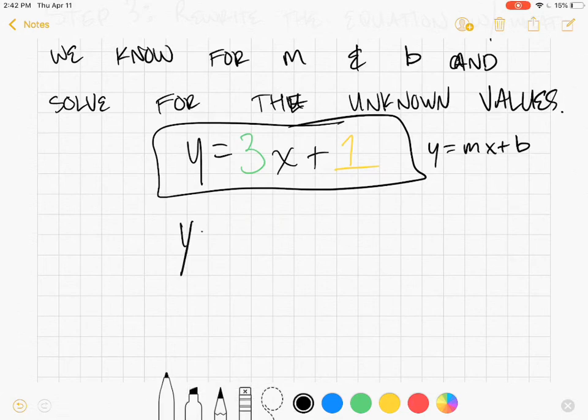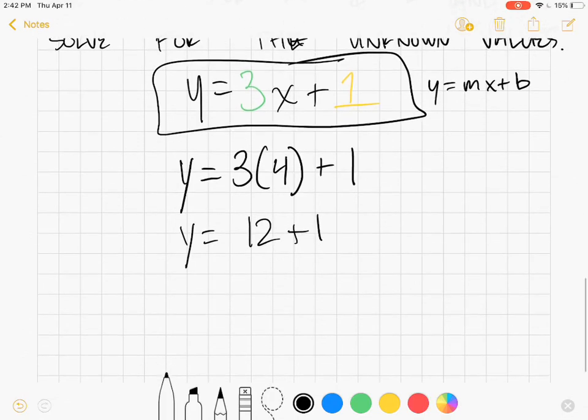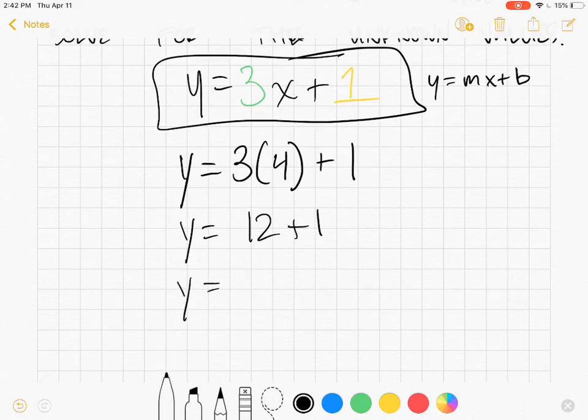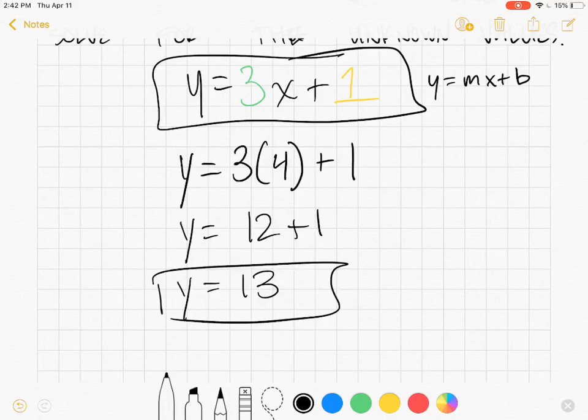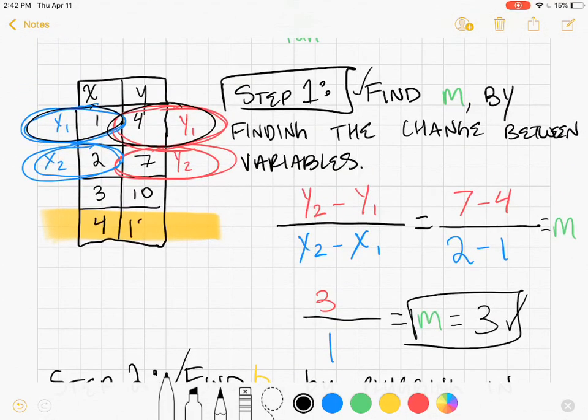If y is unknown, but we know that the slope is 3, and x equals 4, and our intercept is 1, we can solve for what y is. So y equals 3 times 4, which is 12, plus 1. So y equals 13. So now we can go up to our equation and we can plug in 13. And now we've completed our table.